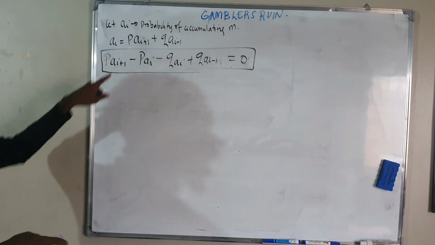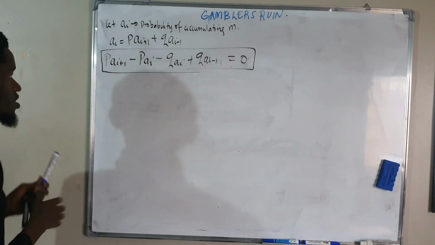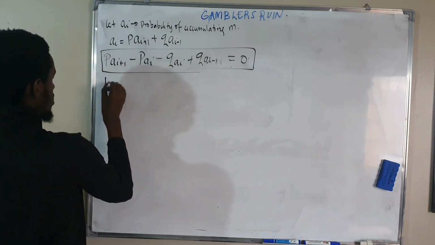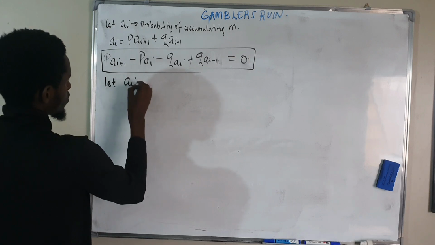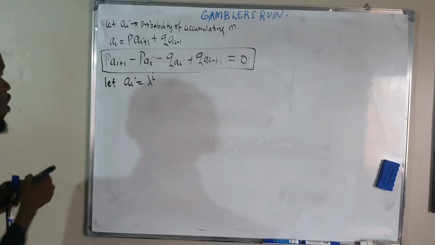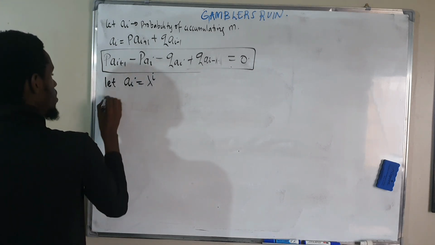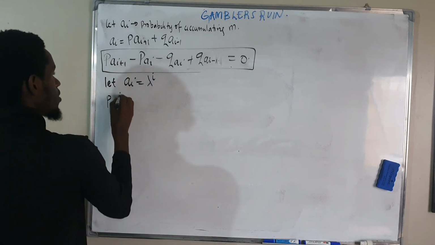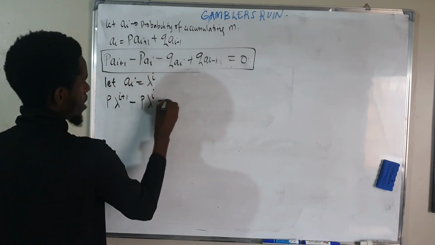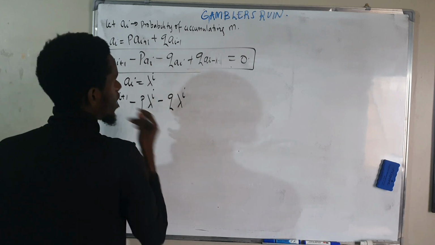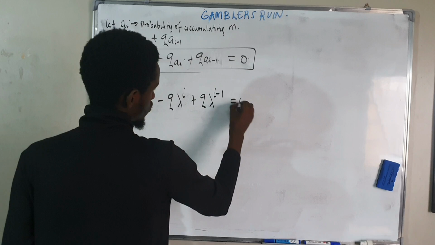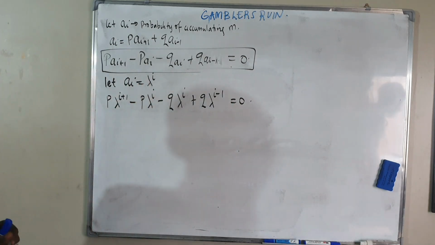Then we just say let A_i equal lambda^i. Then where there is A_i, I put lambda^i from this difference equation. Then I have P lambda^{i+1} minus P lambda^i minus Q lambda^i, now plus Q lambda^{i-1} equal to 0. Yes, we are there now.